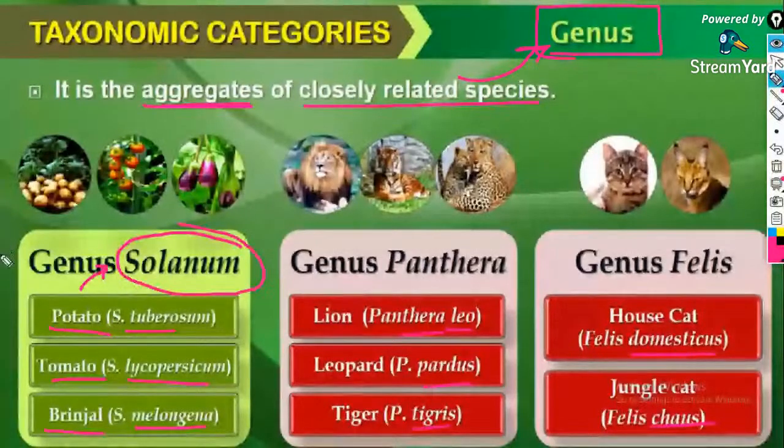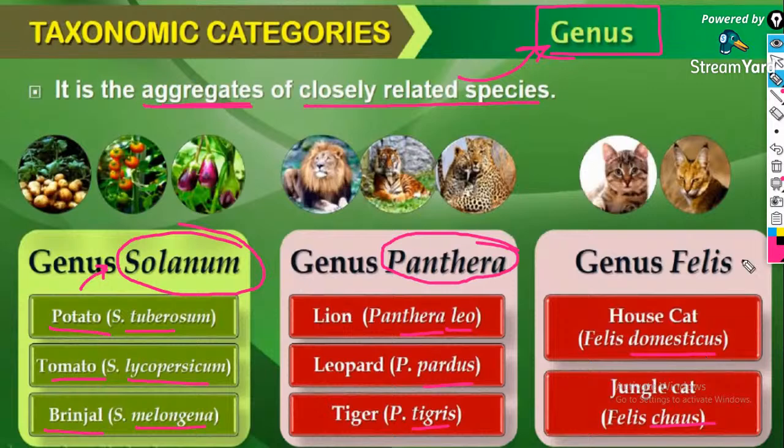Potato family, Solanaceae. Then lion, leopard, tiger come under the same genus, that is Panthera. Cat and jungle cat, house cat as well as jungle cat, come under the same genus, Felis.